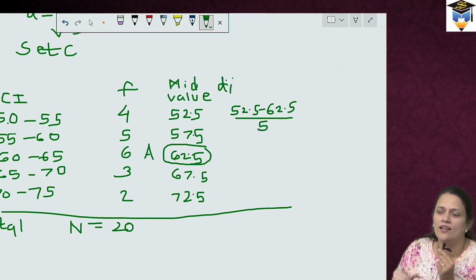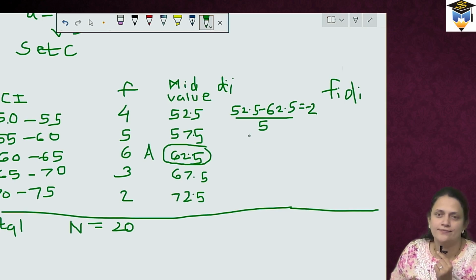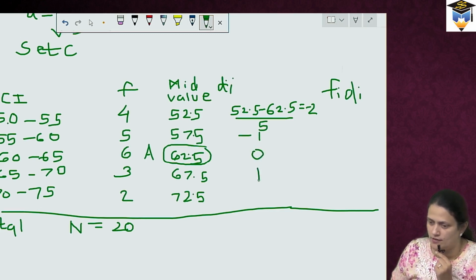Tell me what is the value of di. Then we will find out fi di. Then add them to get the answer. -2 आया. यहाँ पे I will write it as -2. Next. Next will be 57.5 minus 62.5 upon 5. Answer is -1. Next. Next. Next.